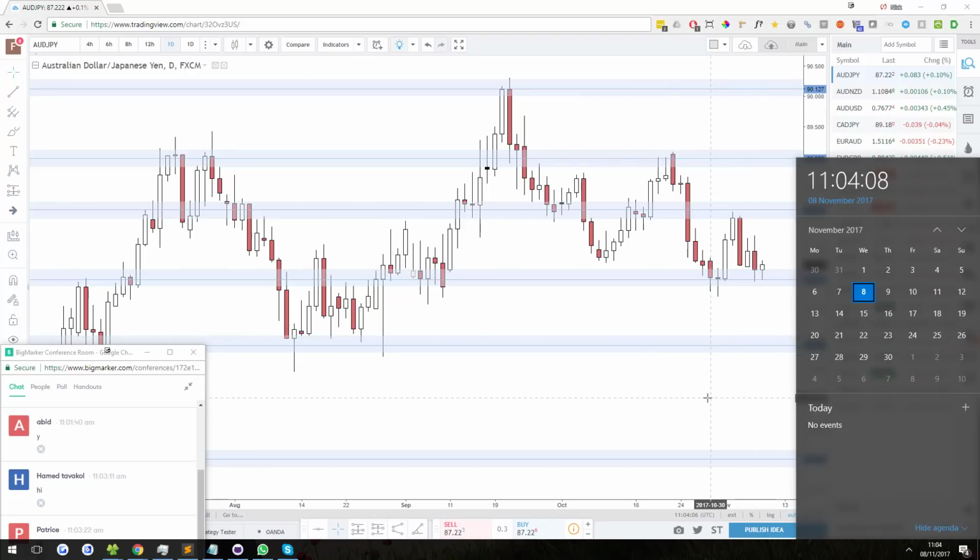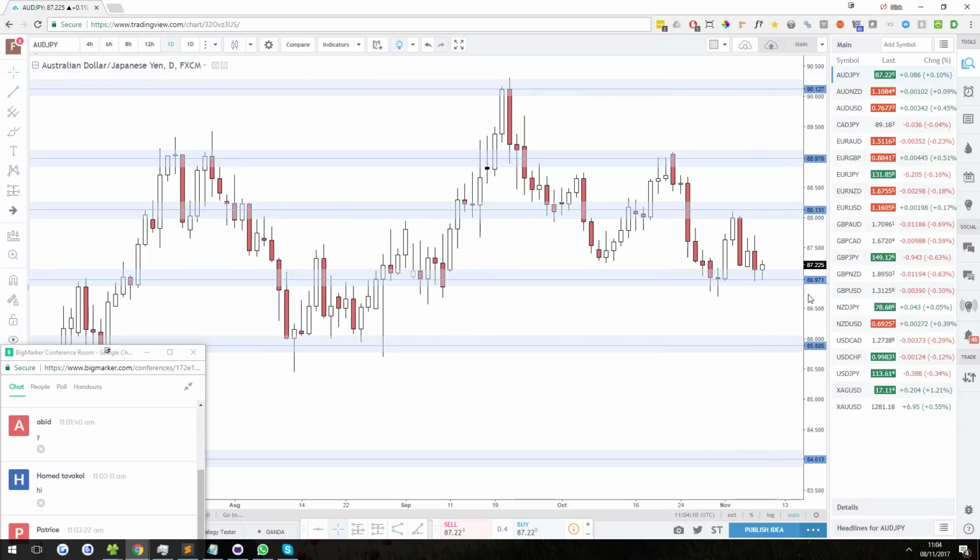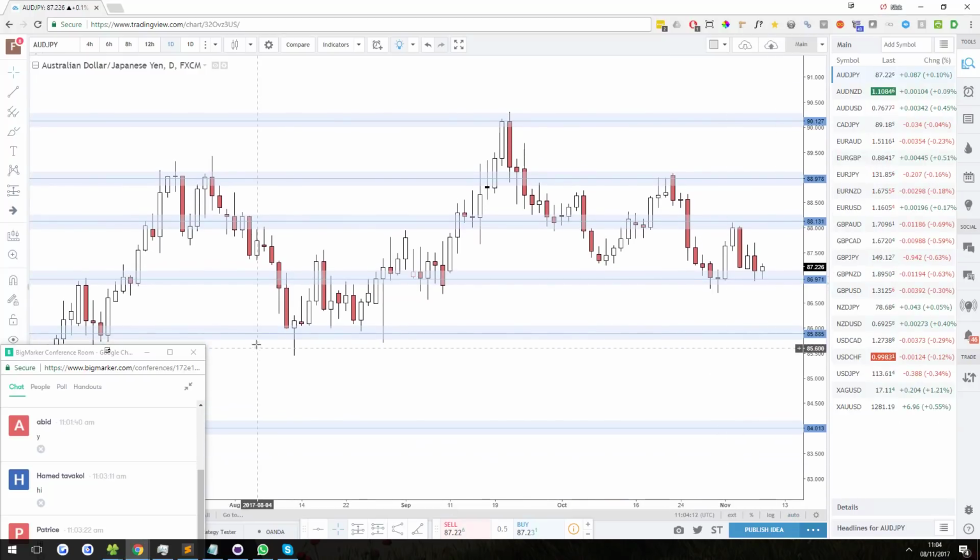Today is Wednesday the 8th of November 2017 and the time is 11:04 here in the UK. You're looking at an AUDJPY daily chart. In today's analysis we're going to be looking for continuation and reversal setups on all these pairs listed here.